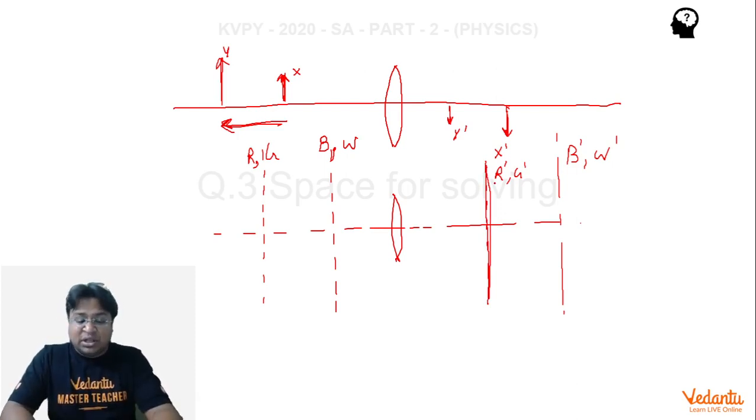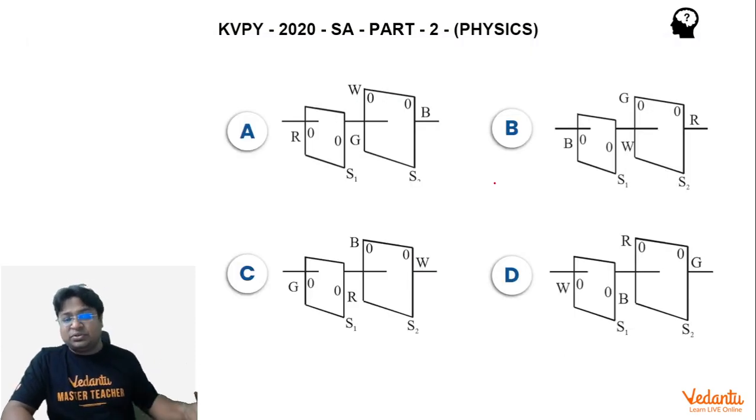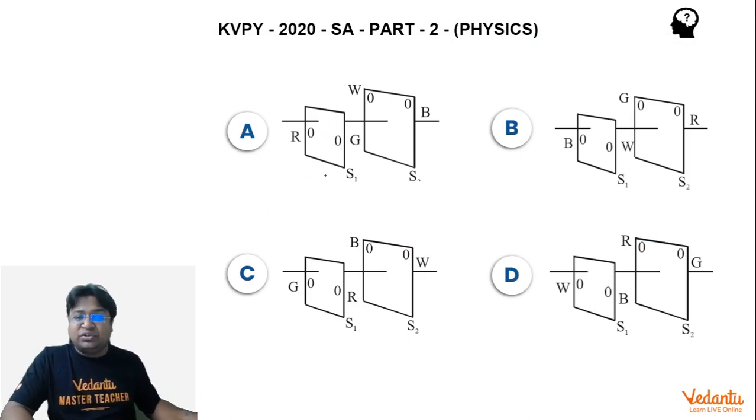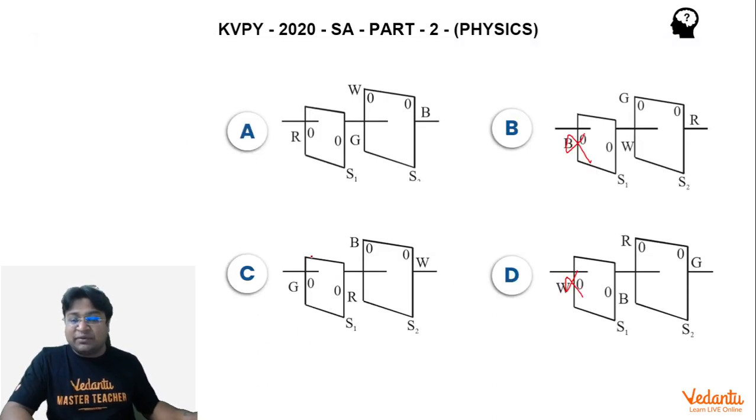bulb images. Right, so let's go and check the options. This S1 is the nearer one, so R and G should be on S1. This option depicts B on S1. This is wrong. W on S1, wrong. And G and R, this one. So A and C may be the correct ones. We'll have to find some other logic to eliminate one of these two options.